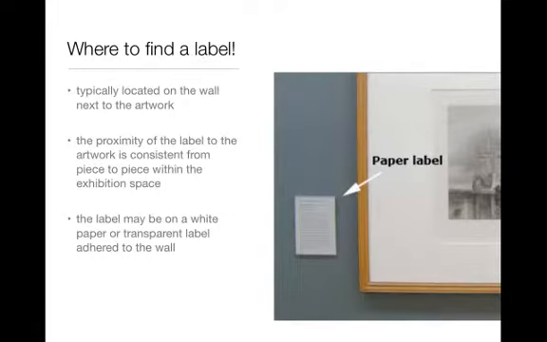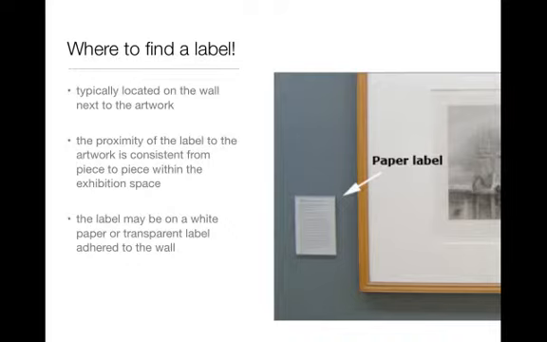So, first, we need to think about where we are going to be finding a label. These labels that we're going to be looking at right now deal specifically with labels in exhibition spaces. Typically, as you can see from the illustration, they're located on the wall next to the artwork. Right? And when you're creating an exhibition, you're going to be making sure that these labels are the same distance from the artworks consistently throughout the exhibition space.